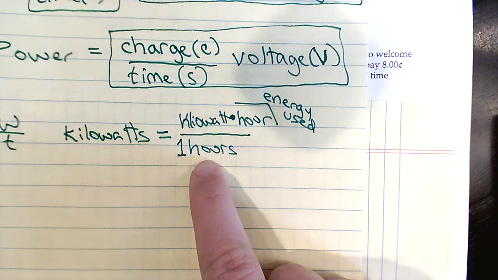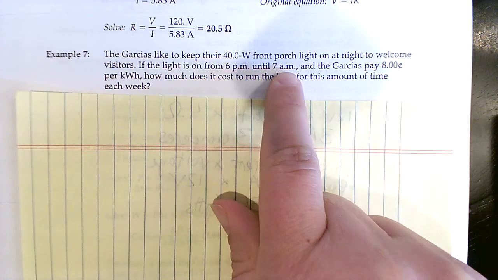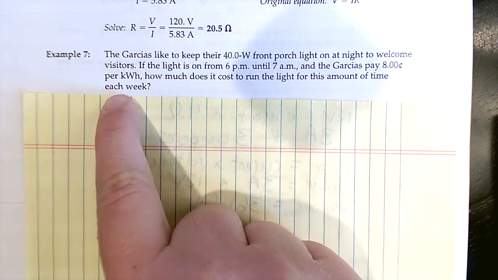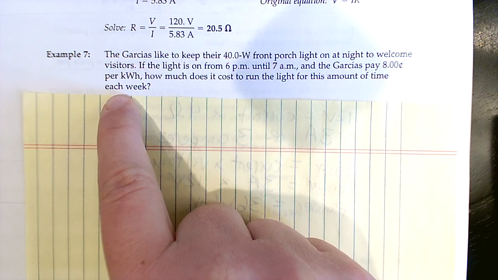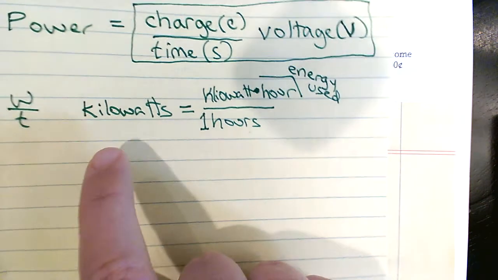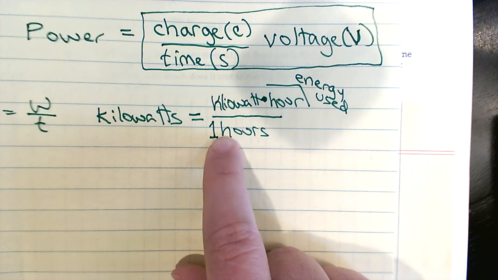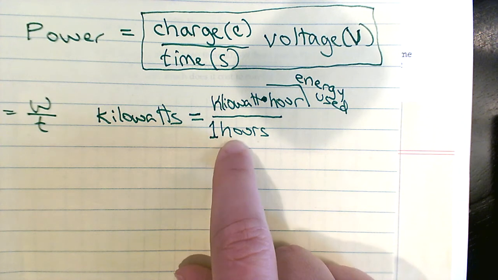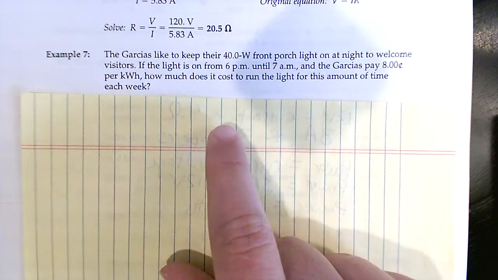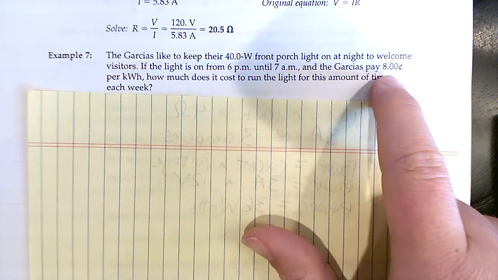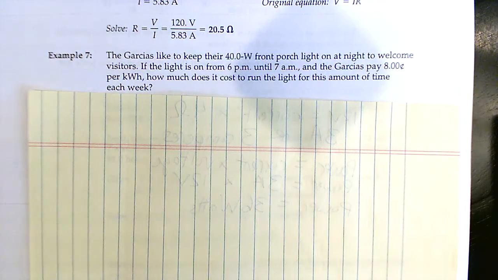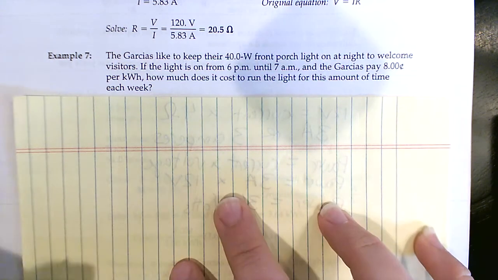And we're going to figure out how many hours it is each night. And then we're going to figure out how many hours it is in a week if we leave it on that many. And then we would know the kilowatts and the number of hours. And again, I plugged a 1 in there. It doesn't have to be. And then we can figure out how many kilowatt hours. And then we can take it times 8 cents. So we have a whole slew of steps to try to figure this one out.